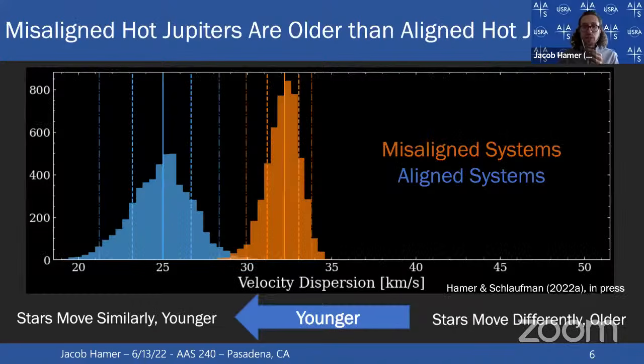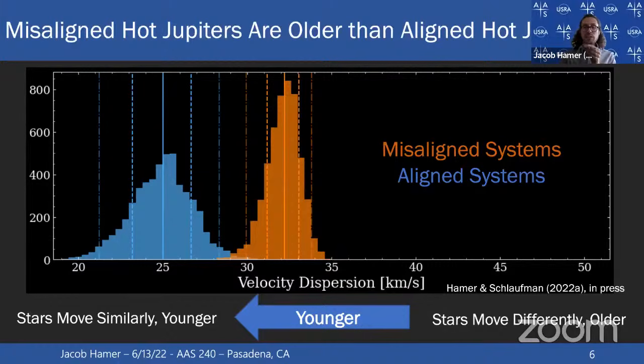And so on this plot, on the horizontal axis, there's a parameter that describes how similarly different stars are moving through the galaxy. On the left, stars move more similarly, those are younger stars. And on the right, stars move more differently, and they're older. And so younger things are on the left. And I'm showing here in these curves, different samples of stars hosting hot Jupiters. In orange, I'm showing misaligned hot Jupiter systems, and in blue, I'm showing the aligned hot Jupiter systems.